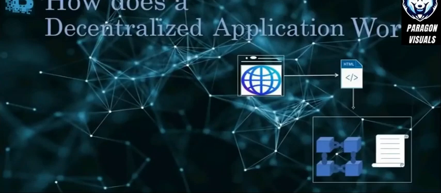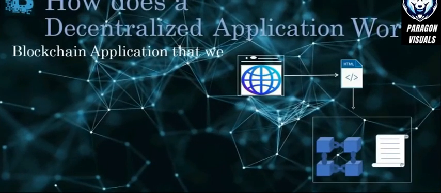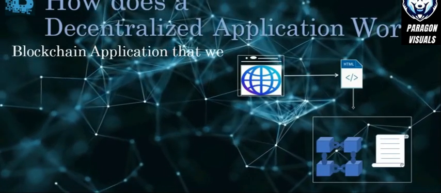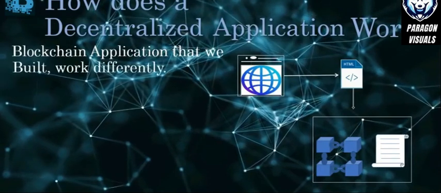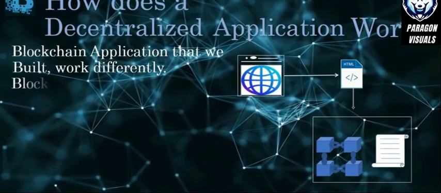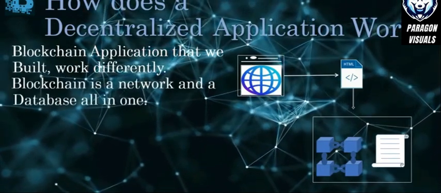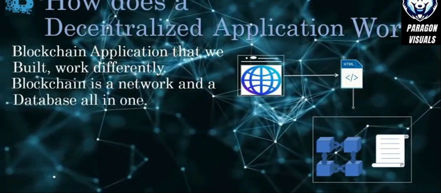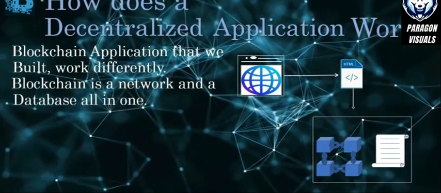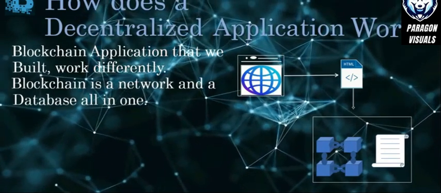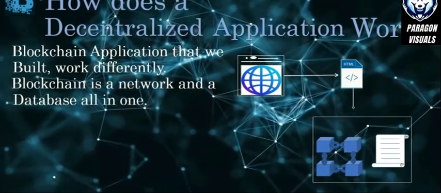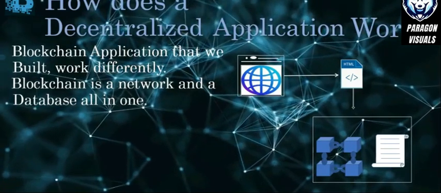The blockchain application that we will build works differently. Instead of having a network, a central server and a database, the blockchain is a network and a database all in one. Blockchain is a peer-to-peer network of computers called nodes that share all the data and code in the network. If our device is connected to the blockchain, we are a node in the network.